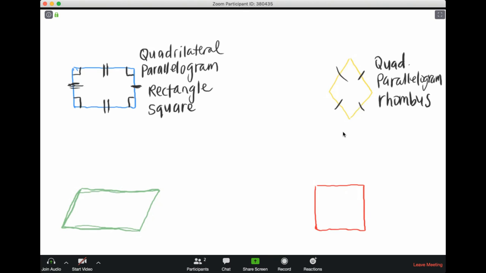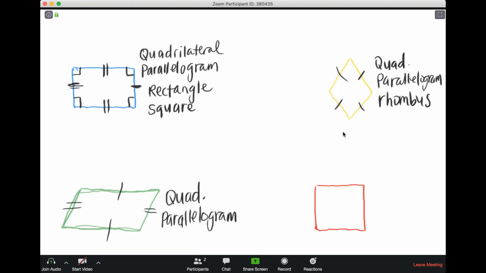For this shape, it has 4 sides, so it's a quadrilateral. It has opposite sides parallel and equal, so it's a parallelogram. Since it doesn't have 90-degree angles, it can't be a rectangle and it can't be a square. Because all sides are not equal, it can't be a rhombus. So these are the only 2 names that it can be.